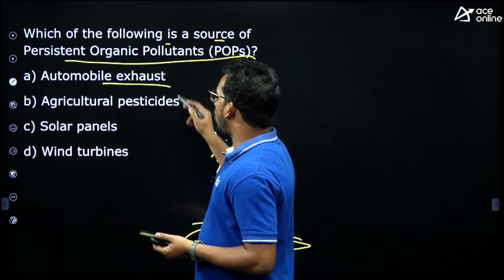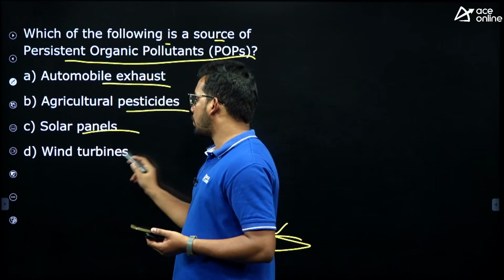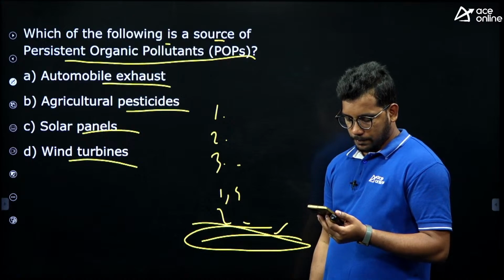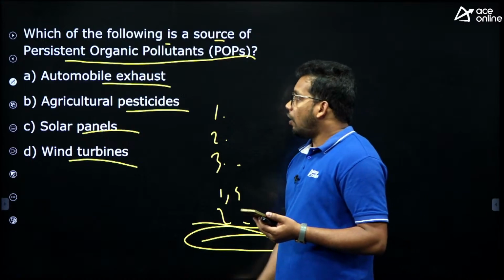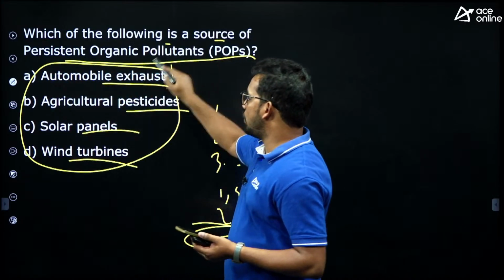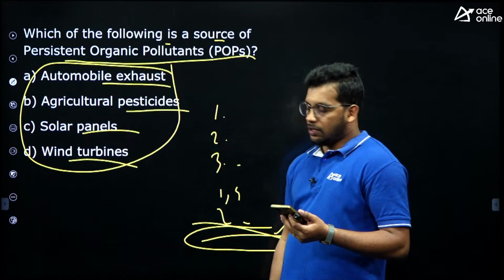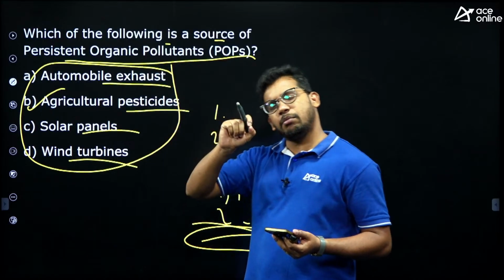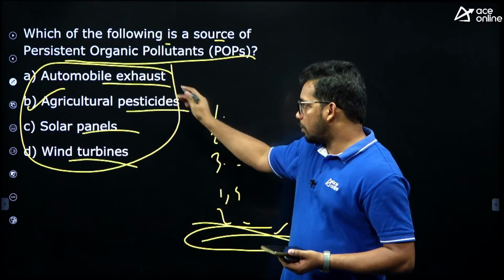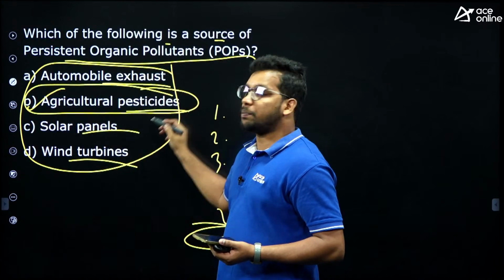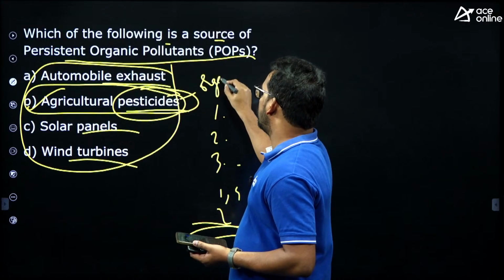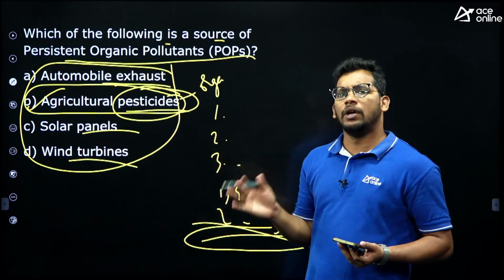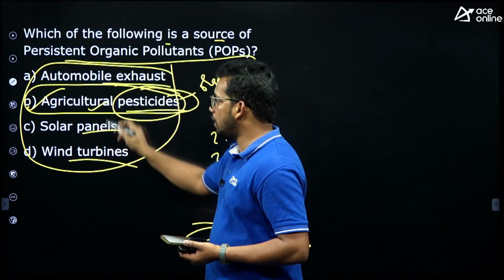So what is the answer? Automobile exhaust, agriculture pesticides, solar panels, wind turbines. Out of these, what is the major one? The answer is agriculture pesticides. Automobile exhaust is a very minute source. The best one to choose is agriculture pesticides, because these are organic in nature. Persistent organic. In automobile exhaust, very minute POPs are there, but they are not very much organic. That's why the answer is B.